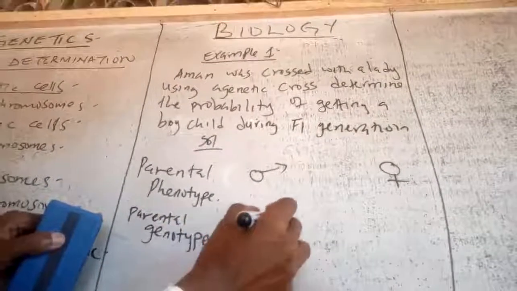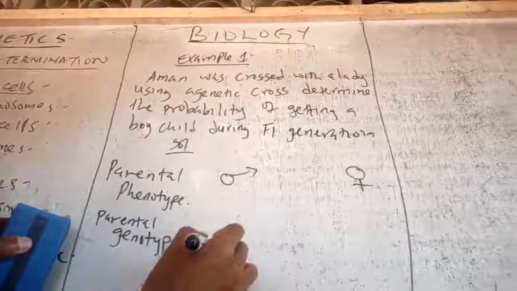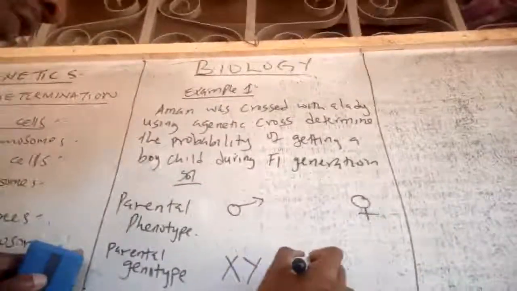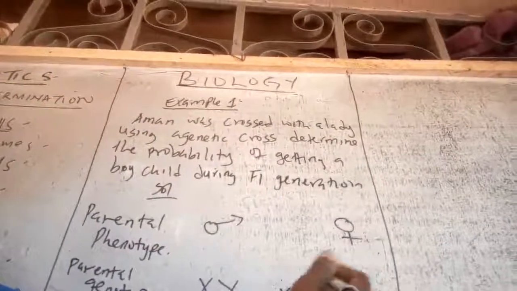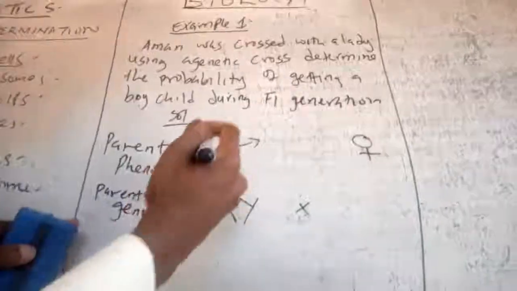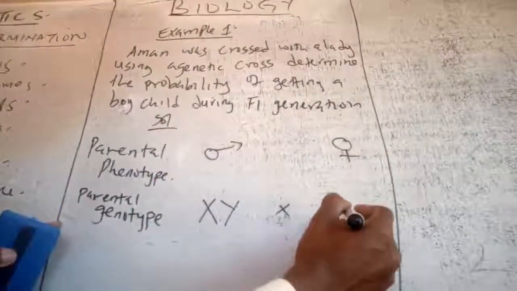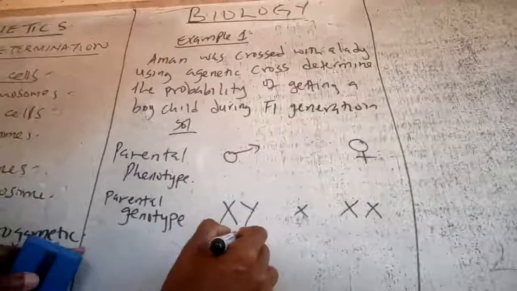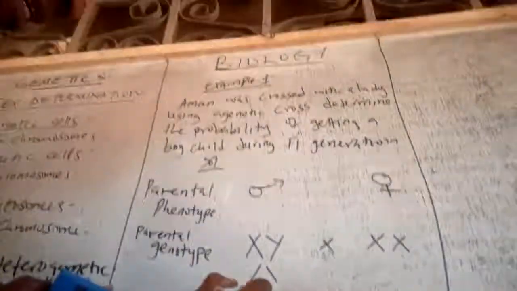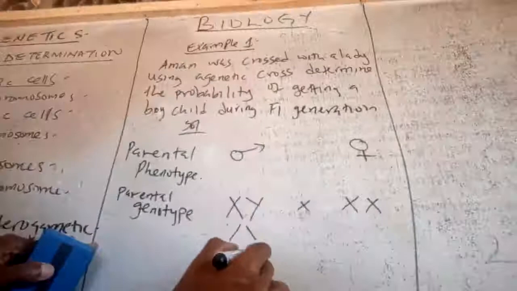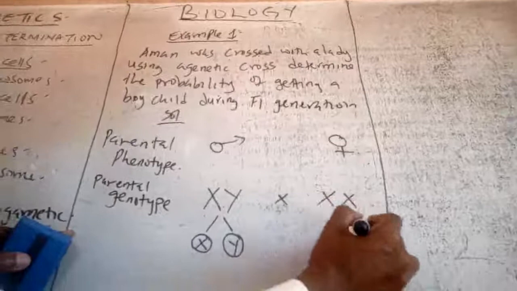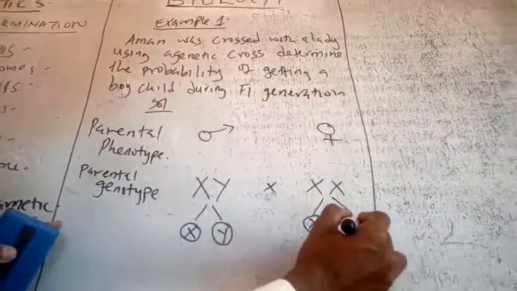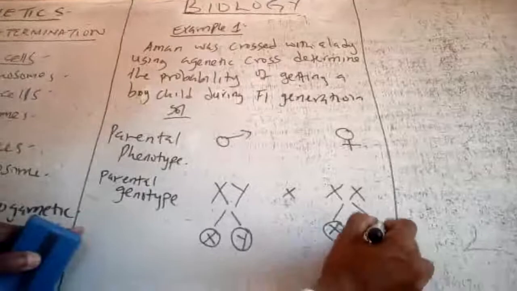Parental genotype. As far as the male is concerned, you will write it as X and Y, and also there is a cross. You put an X there to represent there is a cross between a male and a female, and the female is X and X. Then you apply the law of segregation. You separate the X chromosome from the Y chromosome, and the same case applies to the X's. You separate them like that, and you write segregation.